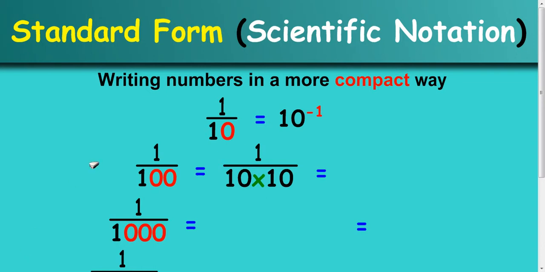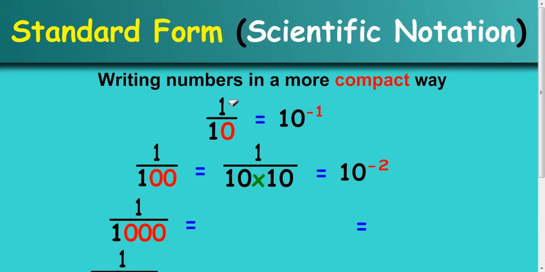So the starting point is really this bit up here. In mathematics, we can write 1 over 10 as a power. And the way we do this is, if you go with me on this, we can get everything else from it. 1 over 10 is written as 10 to the power negative 1. So in the same way, we can write 1 over 100 as 1 over 10 times 10, which can be written as 10 to the negative 2.